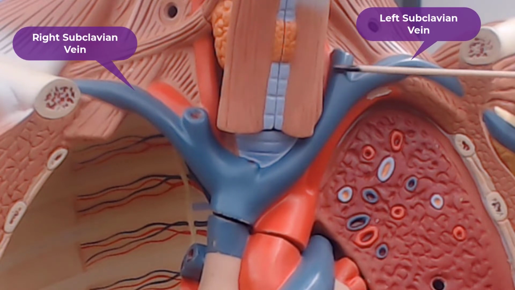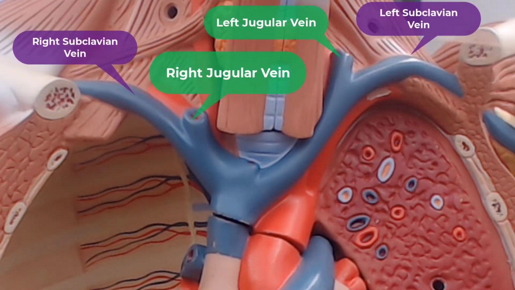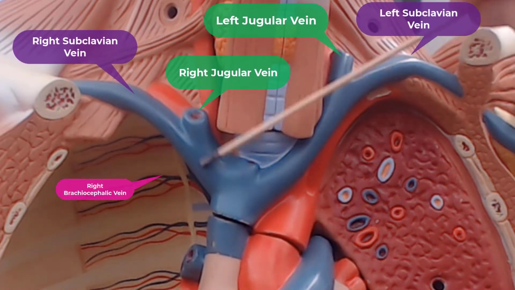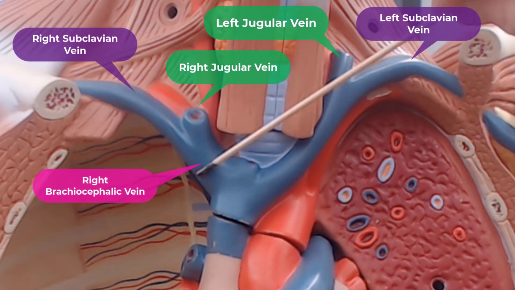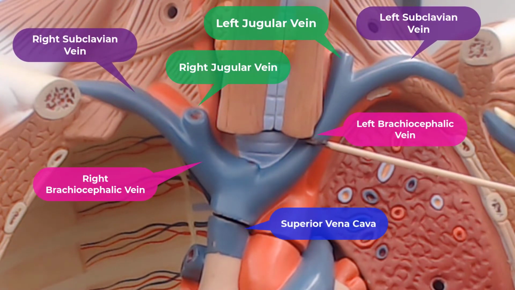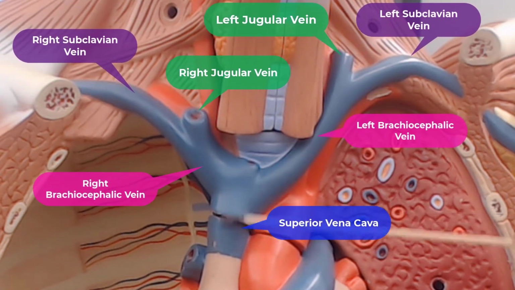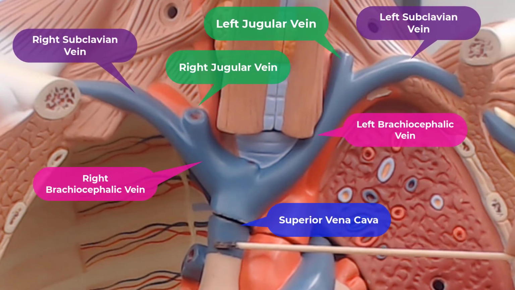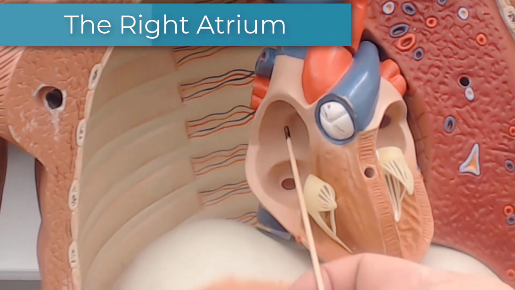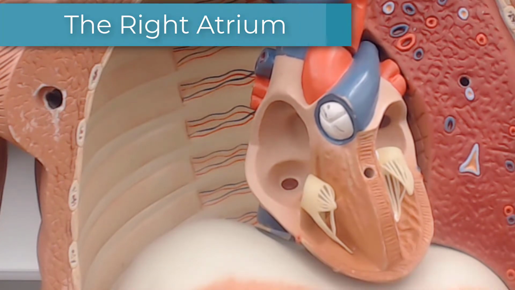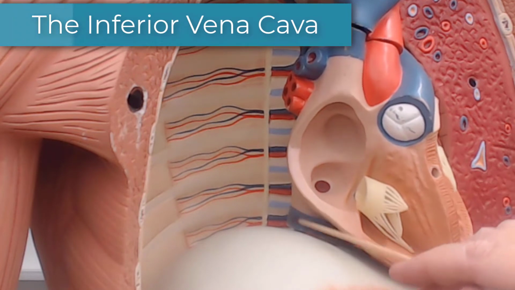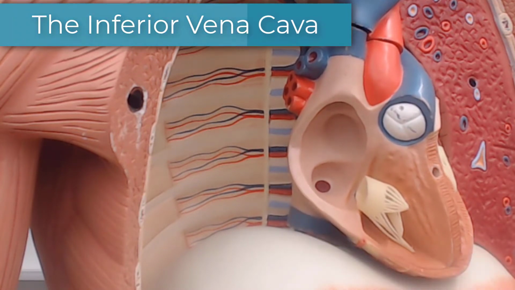They're going to merge with the left jugular vein and right jugular vein to form the right brachiocephalic vein and left brachiocephalic vein. The right and left brachiocephalic veins merge together to form the superior vena cava. That blood drains into the right atrium. Blood from the lower portions of the body enters the right atrium through the inferior vena cava.